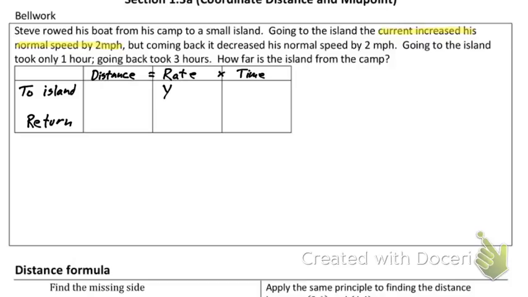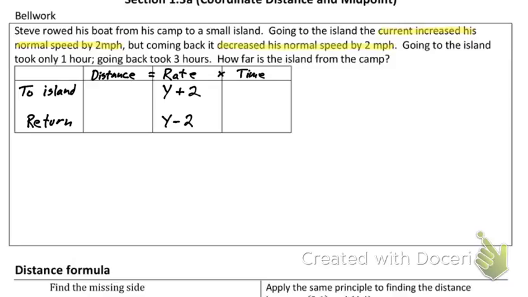So I'm saying his normal rate is y, but the current pushes him an extra 2 miles per hour. Going back, it actually decreases his speed by 2 miles per hour. So this is going to be y minus 2. The key part about those two statements are it increases and decreases, so the speed difference should be 4 miles per hour. So however you want to deal with that, this could have been y and this could have been y minus 4 if you really wanted it. But y plus 2 matches the situation better. Y minus 2 switches it better.